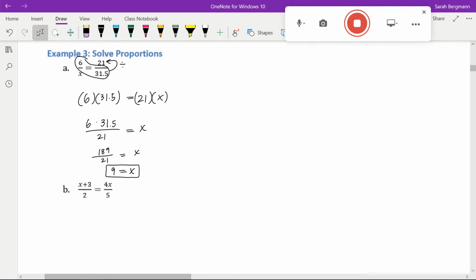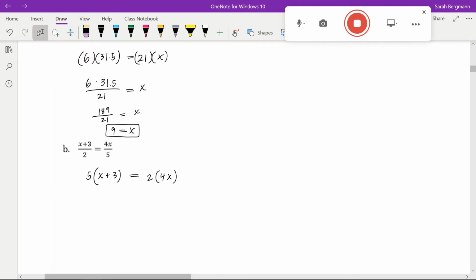Now let's talk about if we have something added to our variable. Now we have two variables in this proportion, one on each side of the equation. We also have something added. So this time we can't just cross multiply and divide it. It's a little more complicated. So we'll multiply 5 times x plus 3, set that equal to 2 times 4x. You should know how to solve this equation.